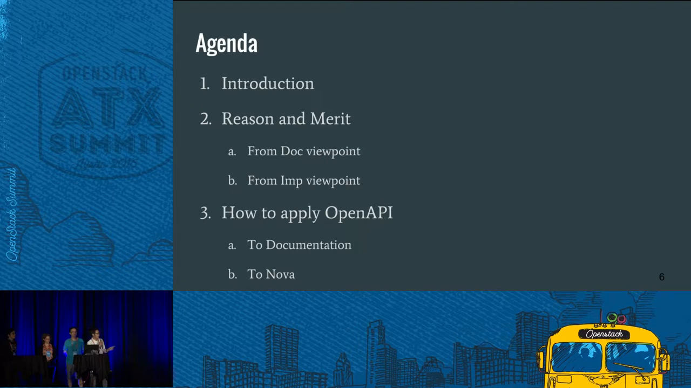So this is today's agenda. First of all, we will explain the introduction and overview of Open API. Then we will explain the reason and merit why we need to apply Open API to OpenStack projects from multiple viewpoints, like documentation, implementation side, and so on. At the last, we will explain how to apply Open API to each project, like documentation, Nova, and Magnum.